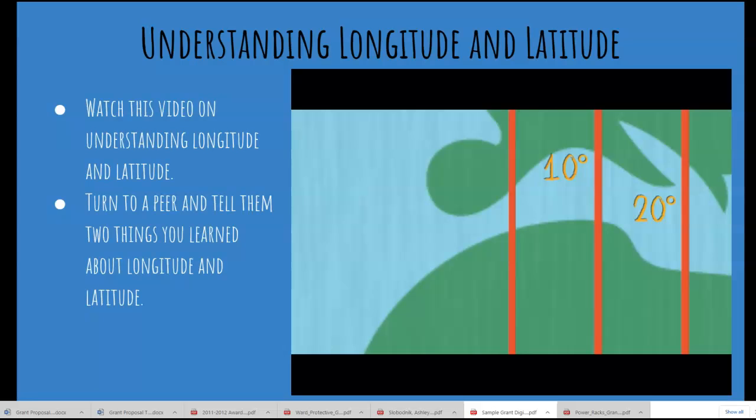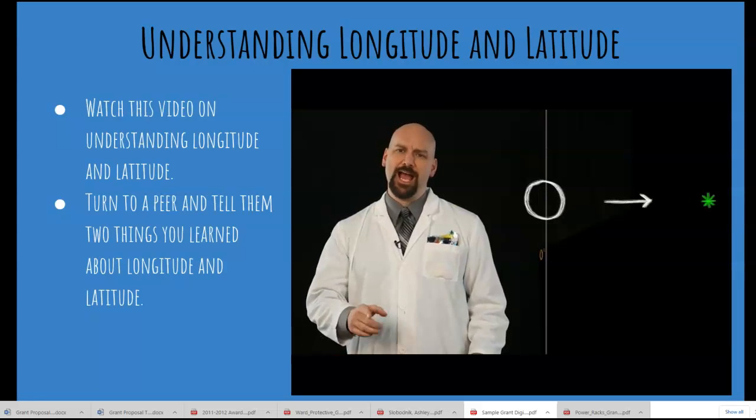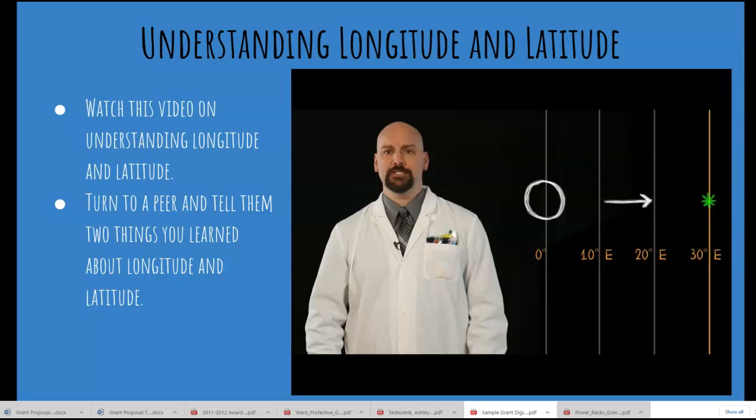And also notice on the other side of 0, the same thing happens. 10 degrees and 20 degrees. And the way we label these is which side of 0 is east and west. And you'll notice that this point is 10 degrees east, and this one is 10 degrees west. So here is our point at 30 degrees east.